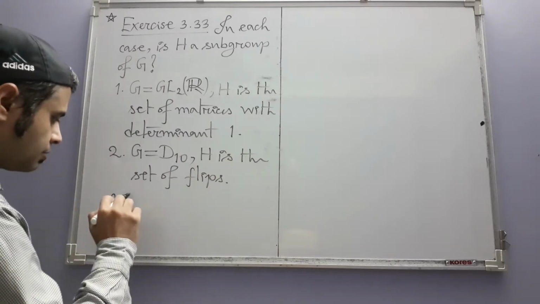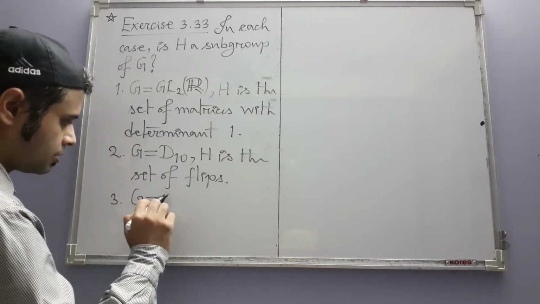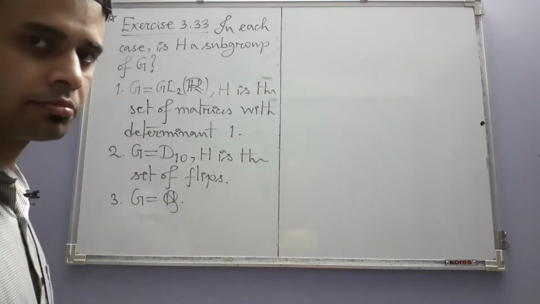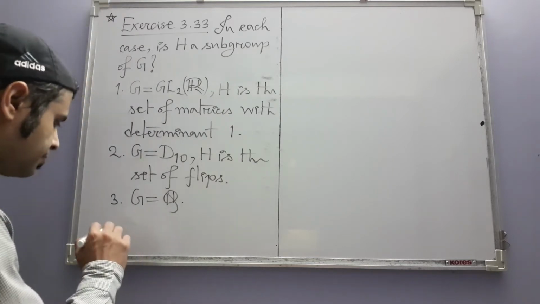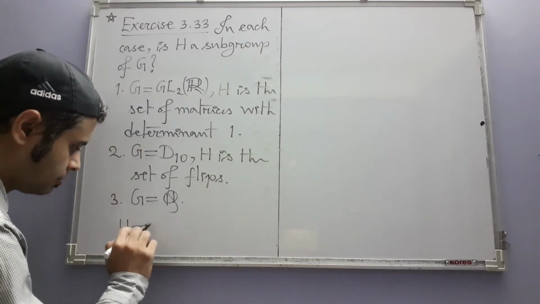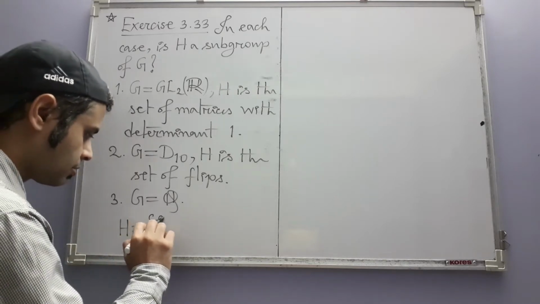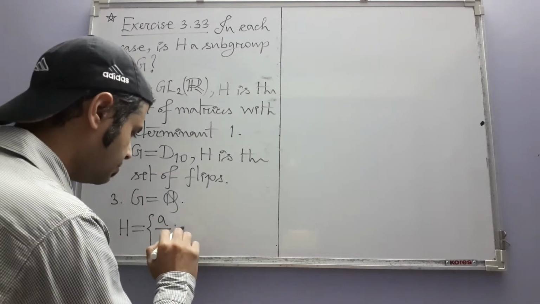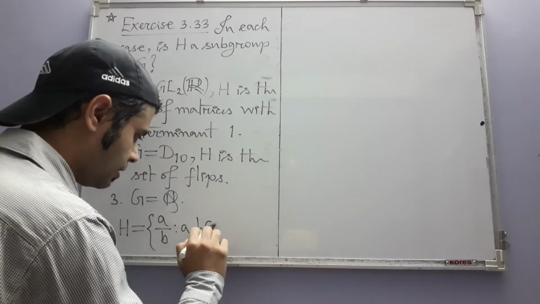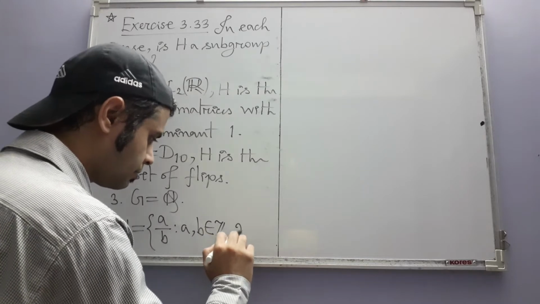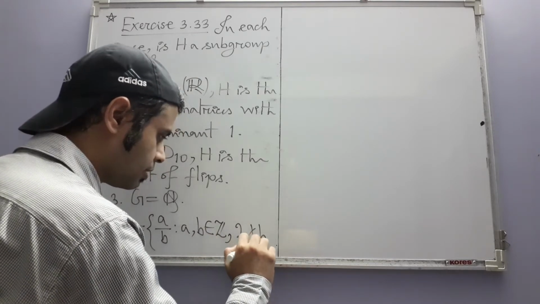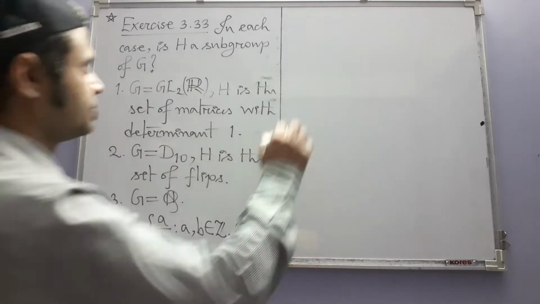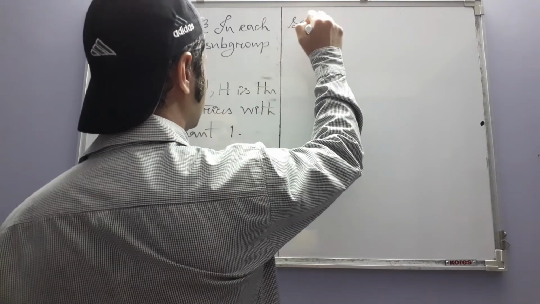And in the third one, G is the group of all rational numbers under addition of rational numbers, and here H is the subset consisting of those rational numbers A divided by B, where A and B are integers and 2 does not divide B, the denominator B. So let's see what the solution turns out to be.